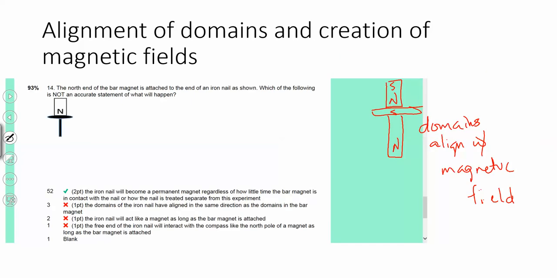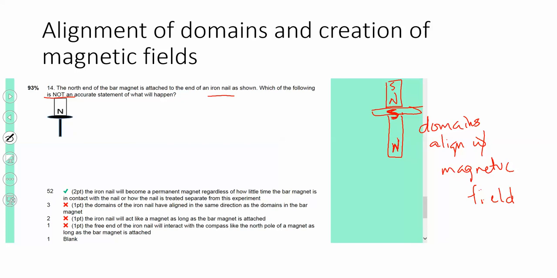The north end of the bar magnet is attached to the end of an iron nail as shown. Which of the following is not an accurate statement, okay? And again, underlining things as you go through is really important. So when I attach that magnet to the ferromagnetic material, which is the iron nail, the domains will align. So this end of the nail actually becomes like a little south end of a bar magnet, and this other end ends up as a north end.